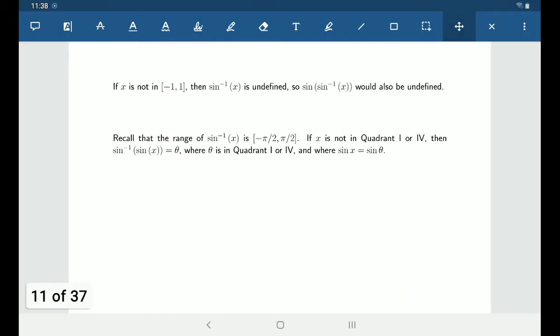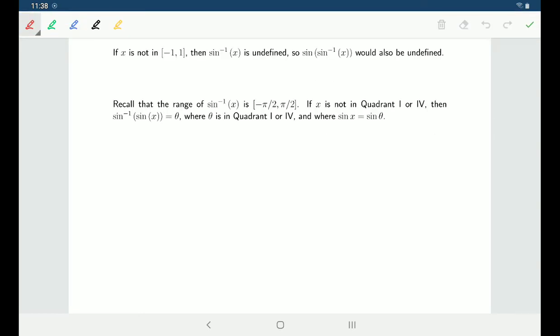Now things get a little bit more complicated when we have the inside function being given a value that's not in its domain or not in its restricted domain. So there's two different cases to consider. One is, what if we were to put something that wasn't in the domain of sine inverse into sine inverse? And that one's the easy one, because if you took something that wasn't in that interval from negative 1 to 1 and put it into sine inverse, well, sine inverse would not be defined. So that would mean that sine of sine inverse would also be undefined.